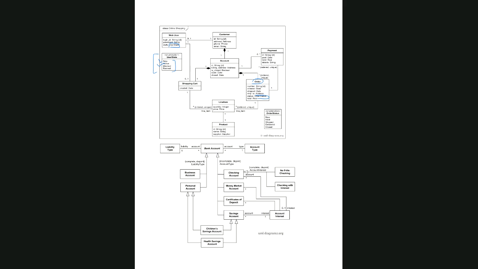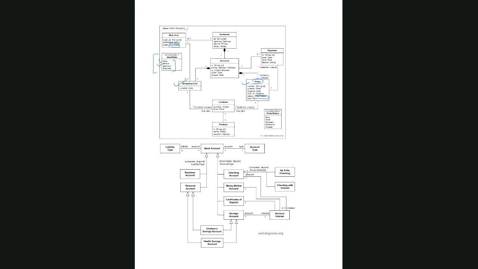Now both order and shopping cart, both of them have line items linked to a specific product. Each line item is related to exactly one product. A product could be associated to many line items or no item at all.